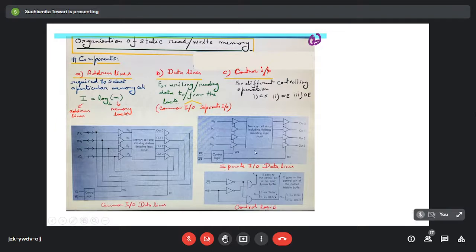And the same thing is shown over here, only here the input data bus and the output data bus are separate. That is, no feedback is provided here. So that is the only difference between these two diagrams. Now, if we want to design this control logic with the aid of gates, we can actually get something like this.